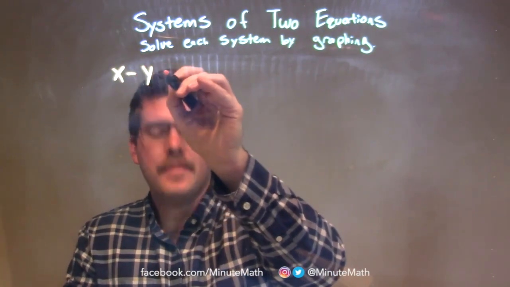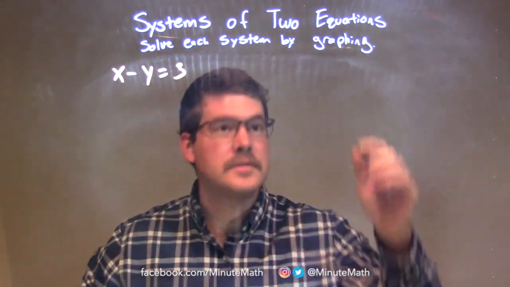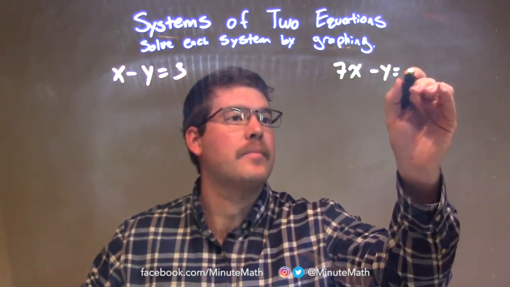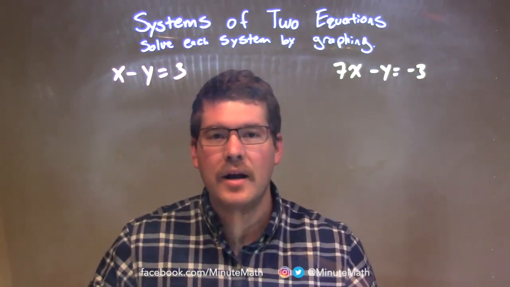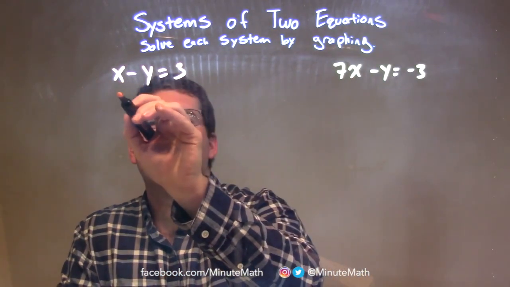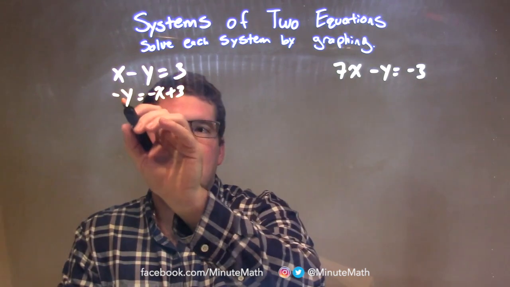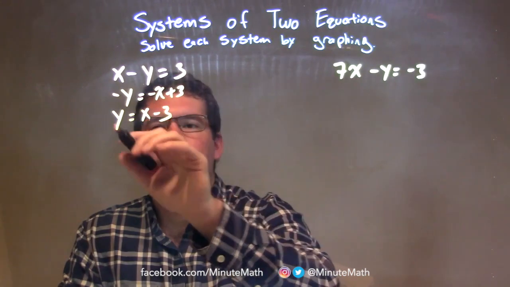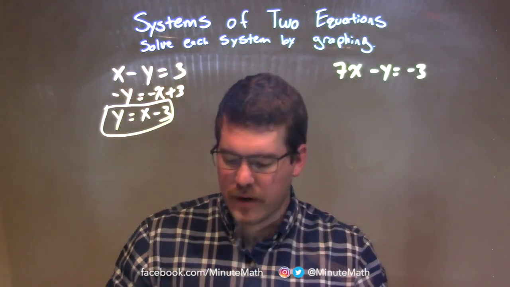X minus y equals 3. The second equation being 7x minus y equals negative 3. But what we want to do is get both of these. I like to get both of them in y equals mx plus b form. So isolate y. So let's go quickly do that. Subtract an x from both sides, leaving us with a negative y equals a negative x plus 3. And divide both sides by a negative, so we get y positive on the left, then it becomes a positive x minus 3 on the right. So our first equation can be rewritten as y equals x minus 3.